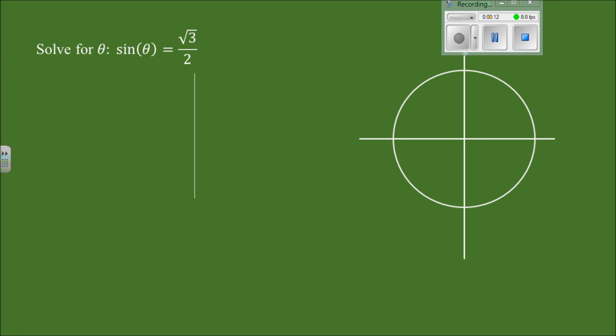So this is example A, I guess, from the second set of examples. So we're trying to find all the angles, including angles less than 0 and greater than 2 pi, that have sine equal to root 3 over 2. So first of all, we need to know what one angle is that has sine of root 3 over 2.